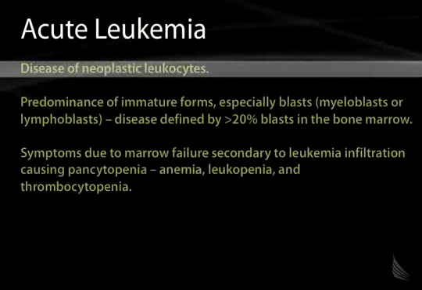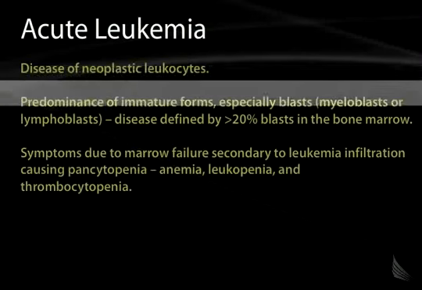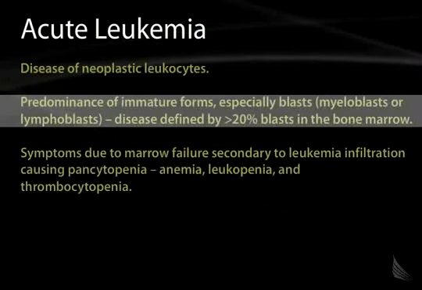So acute leukemia is a disease of malignant leukocytes, a disorder of neoplastic leukocytes that are dividing out of control. They are predominantly made up of immature forms, specifically myeloblasts or lymphoblasts. And the disease is defined by greater than 20% of blasts within the bone marrow.